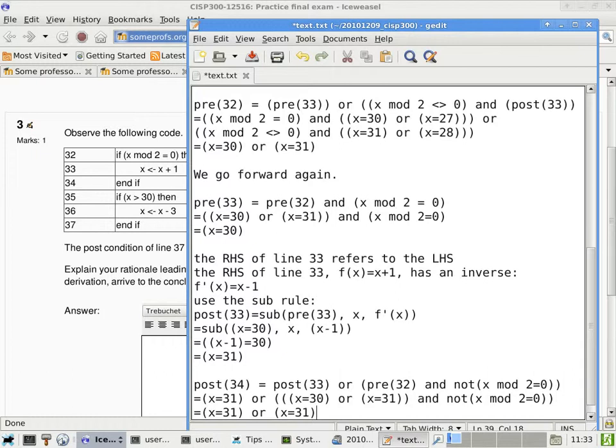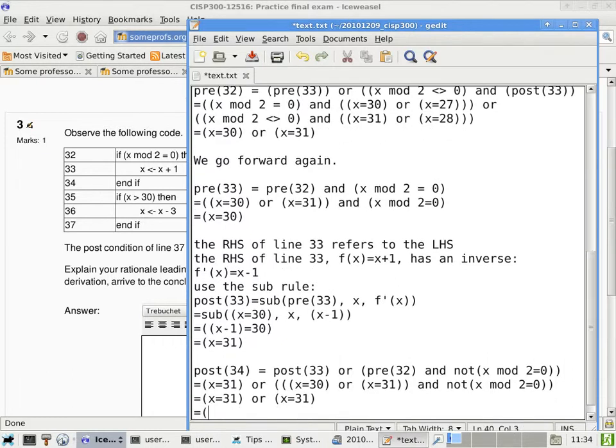Right? Because the extra constraint here is x mod 2 cannot be 0, which means x has to be odd, has to be an odd number. Out of the two choices here, only this choice is an odd number. And as a result, I can just simplify and say, no, x cannot be 30, x has to be 31. Okay, x equals 31 or x equals 31 simplifies to x equals 31. There's no need to say it again.